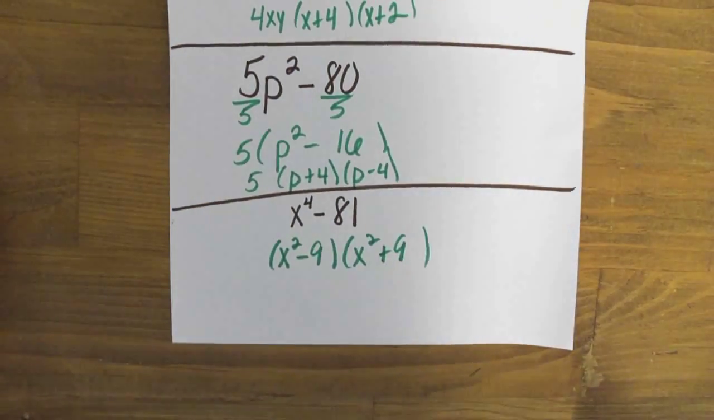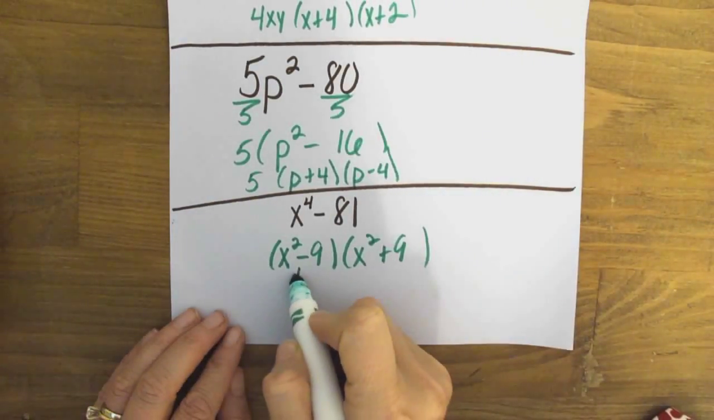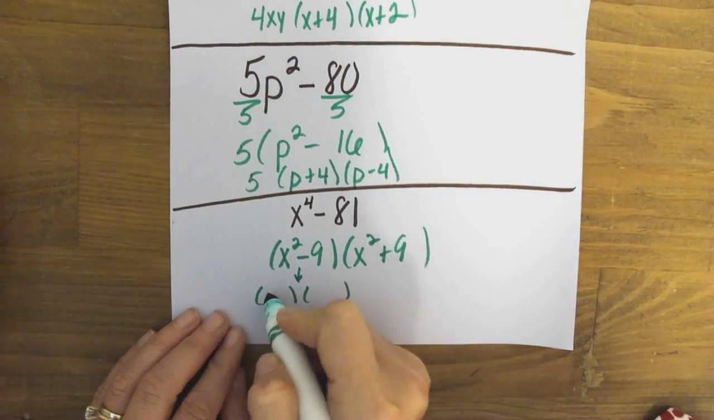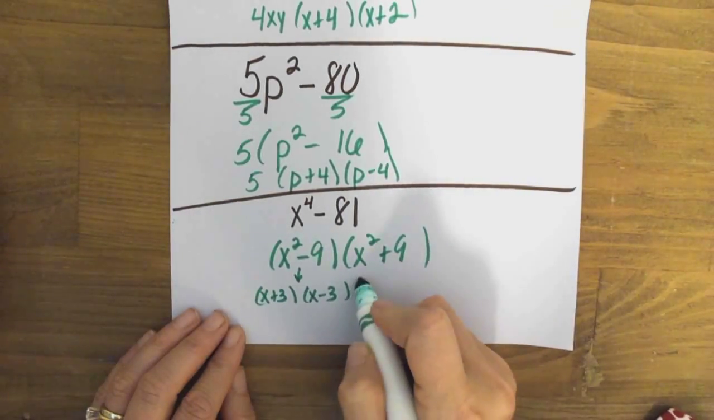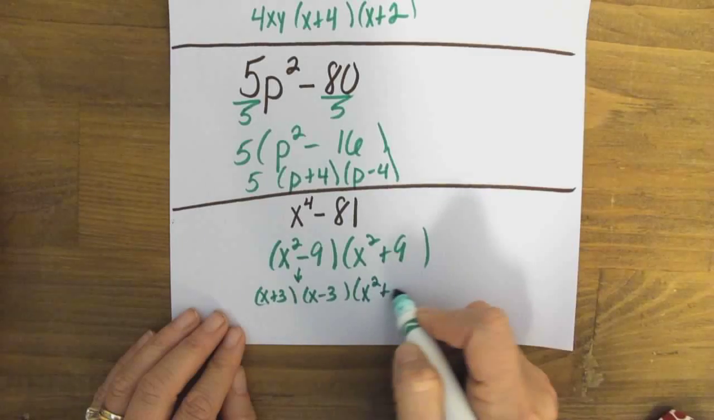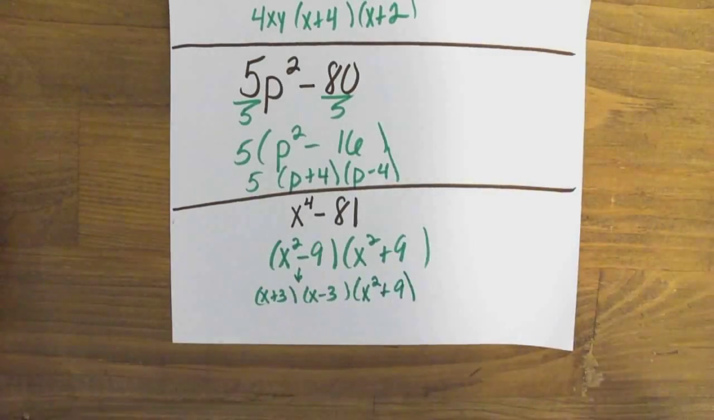You did a great job, except for we're not finished. One of them is another example of a difference of perfect squares. And this one factors into x plus 3, x minus 3, and as we learned before, this one we just bring down because it can't be factored anymore. So that's my video on factoring completely.